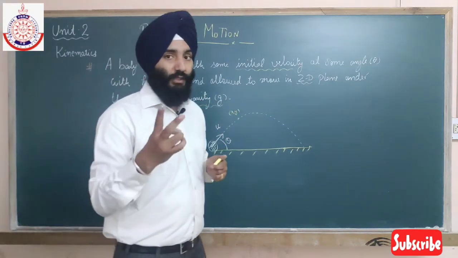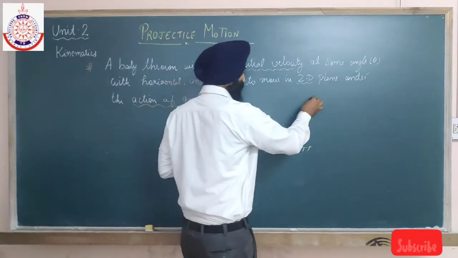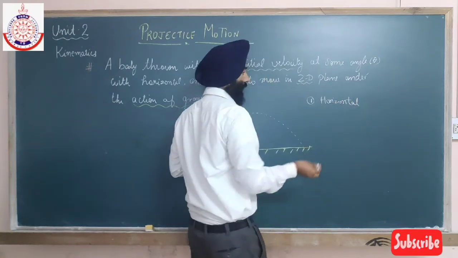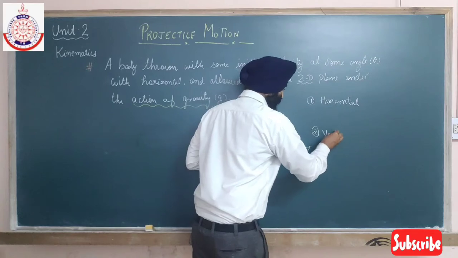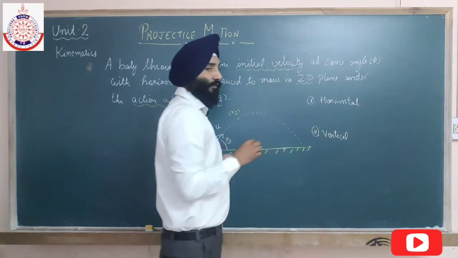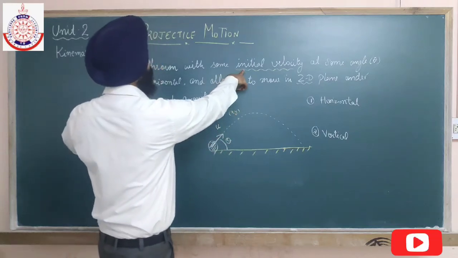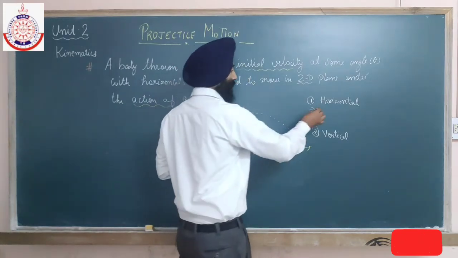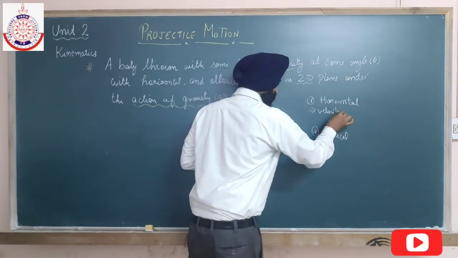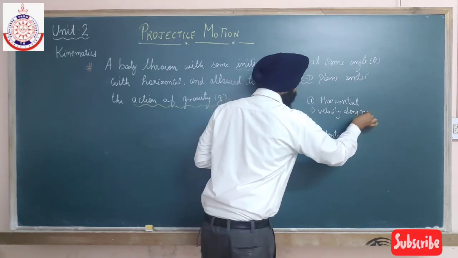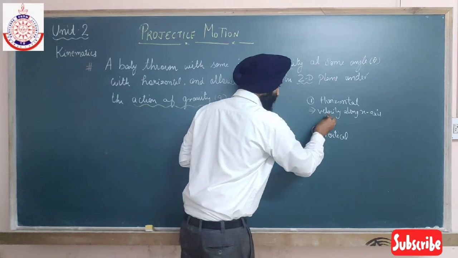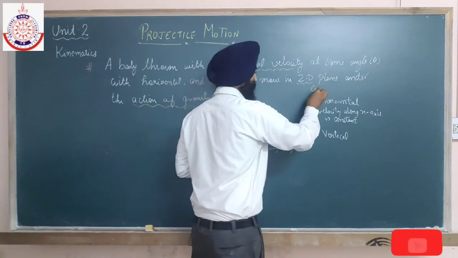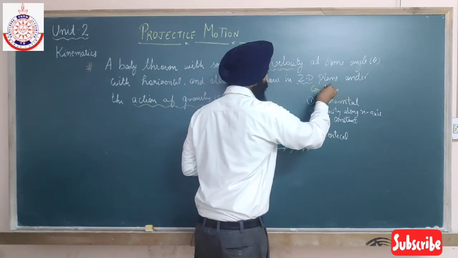So we have two most important conditions here. One condition is for horizontal, and the second condition is for vertical. For horizontal we are giving some initial velocity, and that initial velocity is uniform in nature. It means the velocity along the x-axis is constant. So these are the two conditions which you have to remember while doing projectile motion.